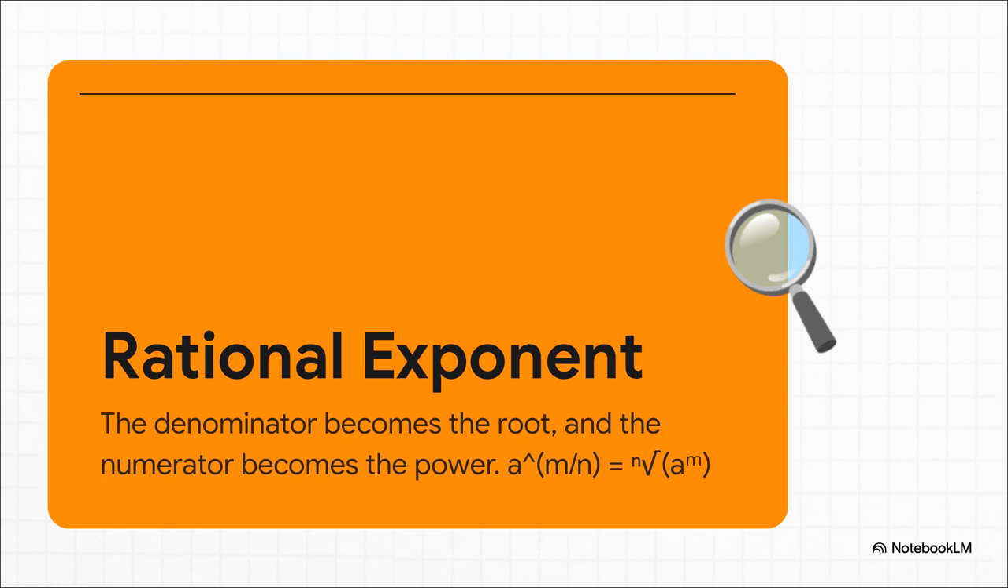And here it is, the big one, the main event. For any fractional exponent, the fraction is basically a two-part instruction manual. The bottom number, the denominator, tells you what root to take, and the top number, the numerator, tells you what power to raise it to. That's it. Let me say that again because it's that important. Denominator is the root, numerator is the power.